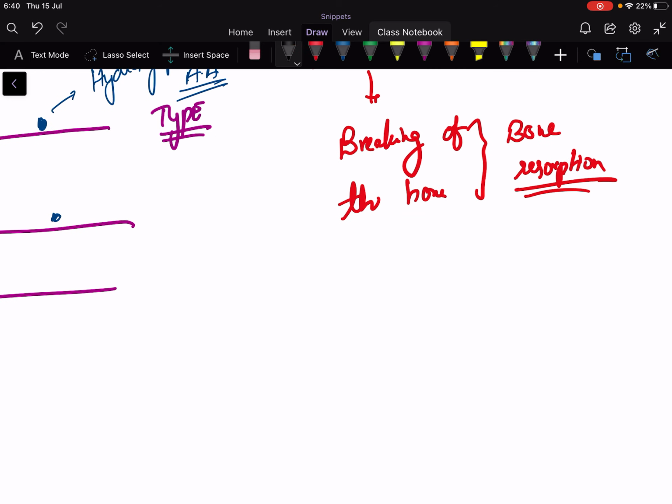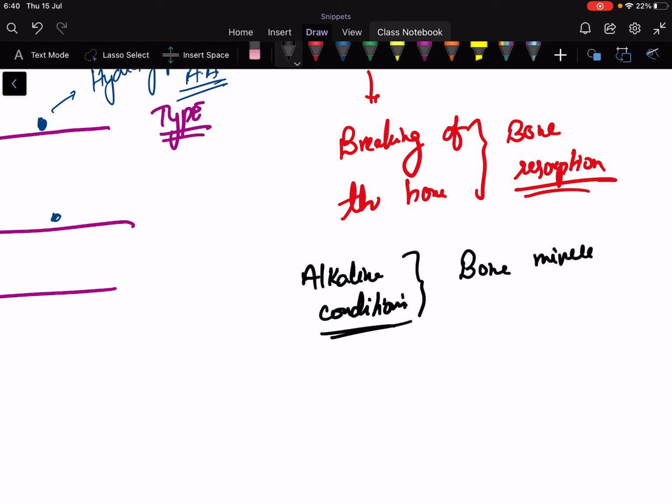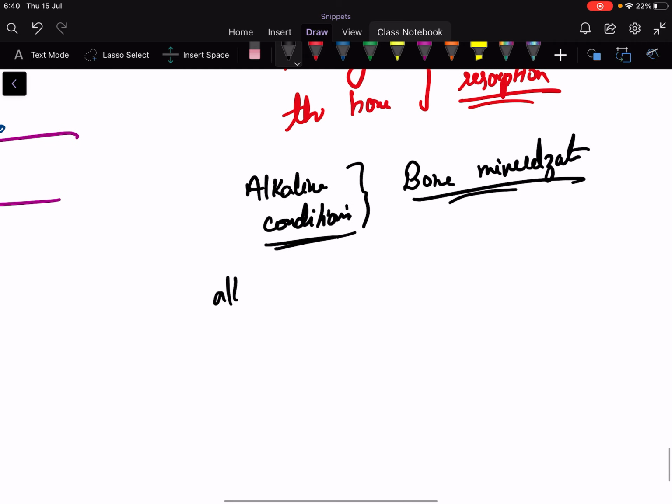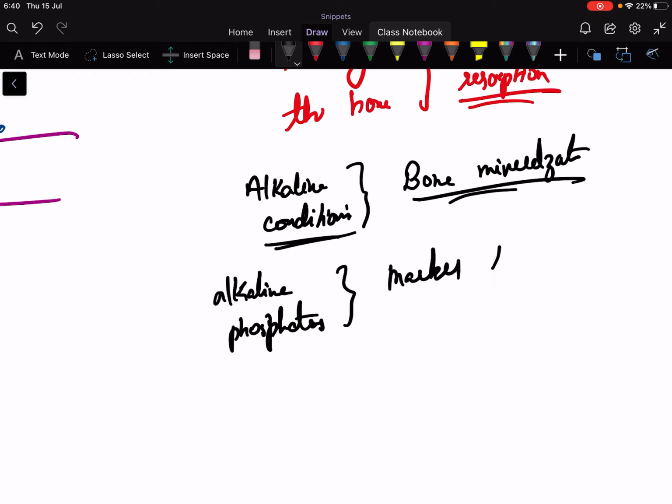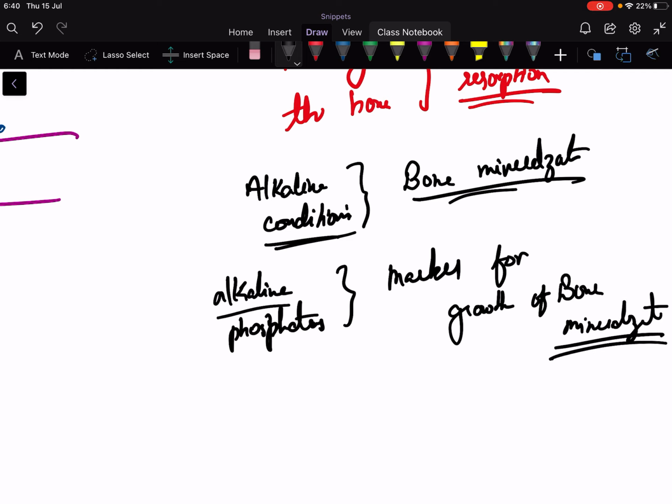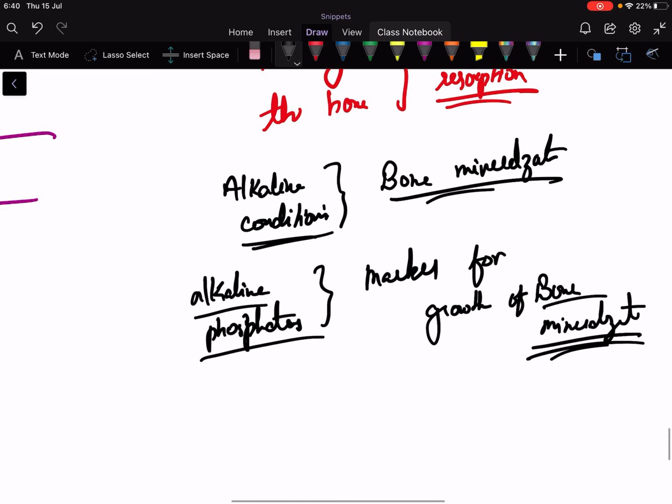Whereas alkaline conditions will cause bone mineralization. This is very important because you will be hearing about an enzyme called alkaline phosphatase, which is a marker for growth of bone, or we can simply call it bone mineralization. Alkaline phosphatase is a marker for bone mineralization.